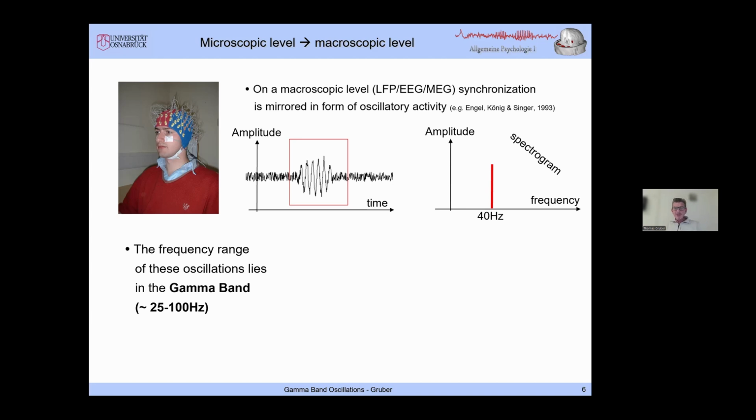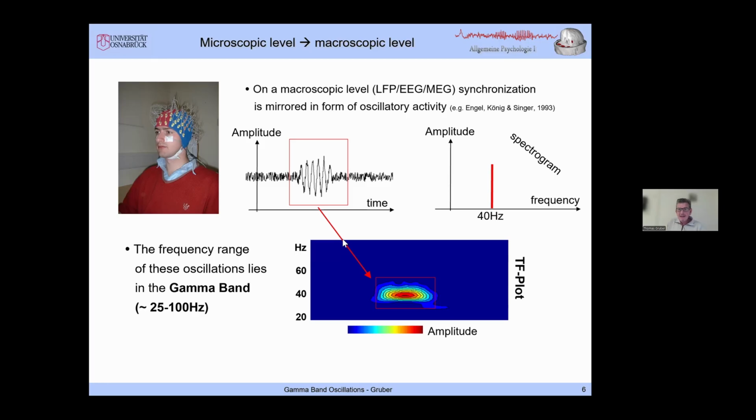Another form of frequency transform, which is used very often in neuroscience, is a time by frequency analysis. This gives you one dimension more in the result. This is a time by frequency plot of this oscillation here. And you don't need to understand how this is calculated. I will say more to that later, but for now it's only important that you understand how to read these plots.